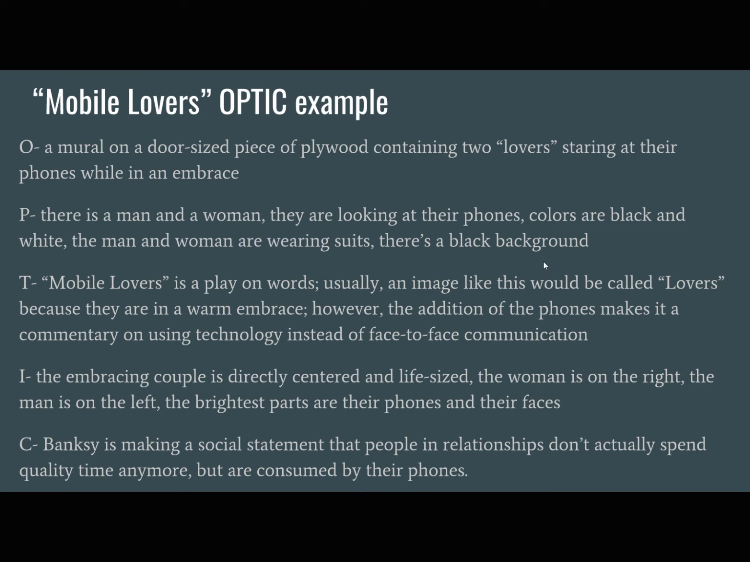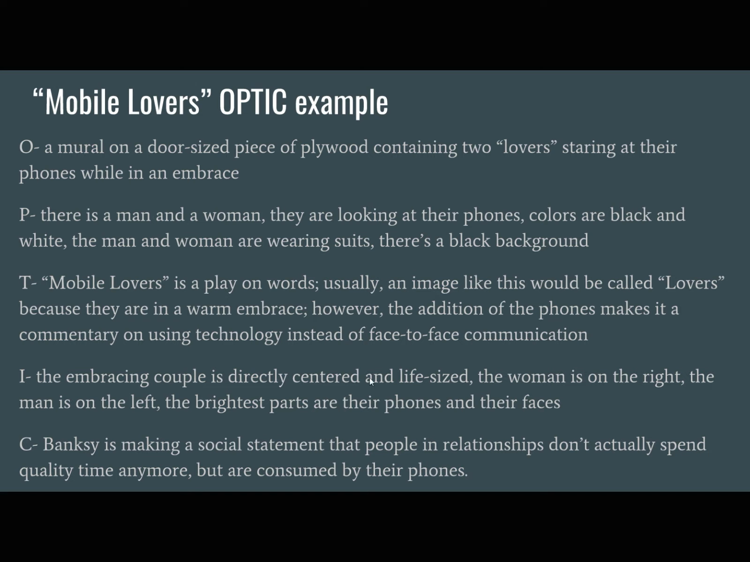So if you notice, the O, overview, is level 1, right? The parts is, again, going to be level 1 questioning. T is moving into that level 2 bit, where we're saying, what's the interpretation? Why is this called "mobile lovers" instead of just "lovers," right? Interrelationships, again, is actually level 1, right?